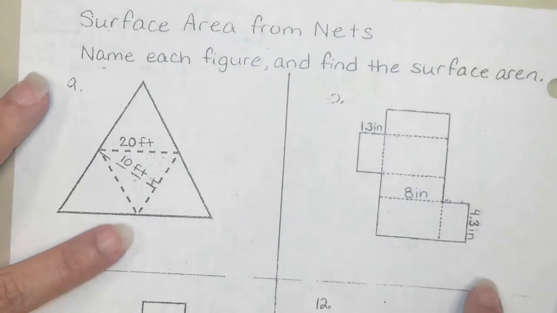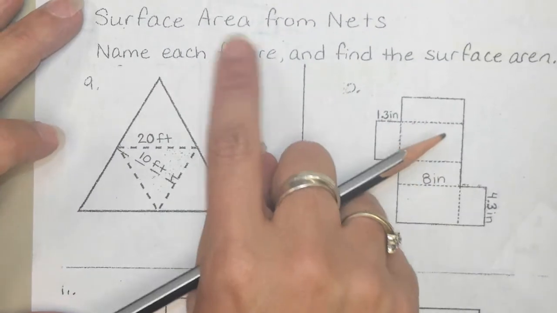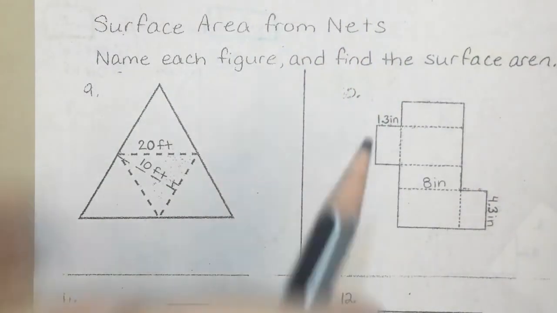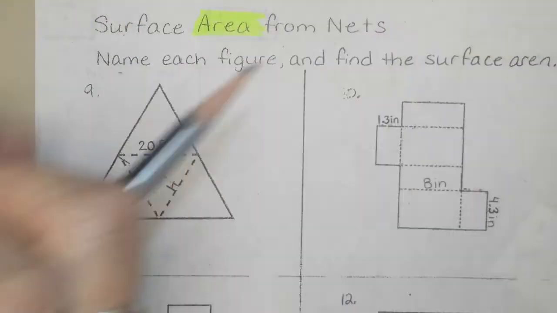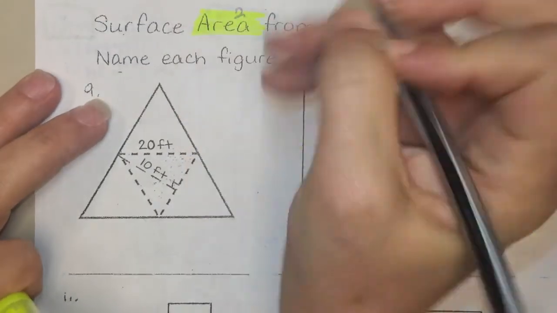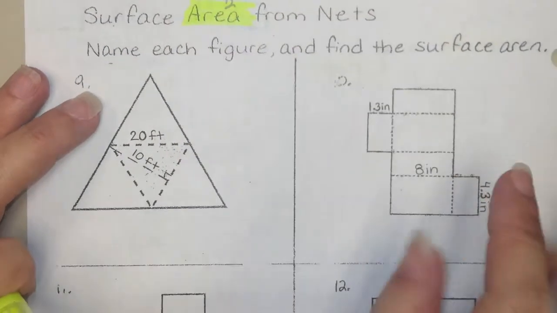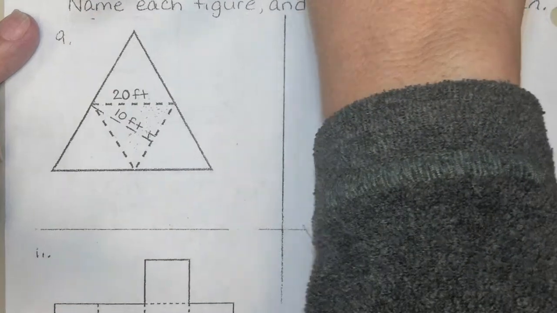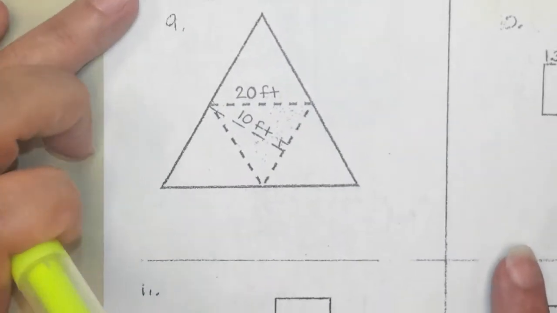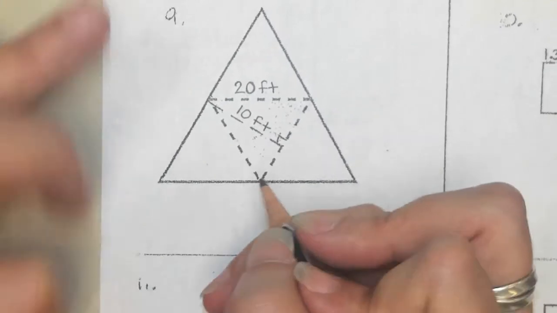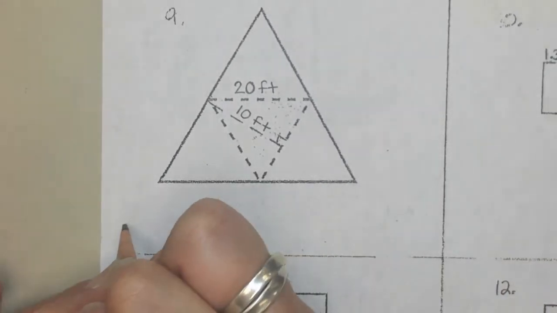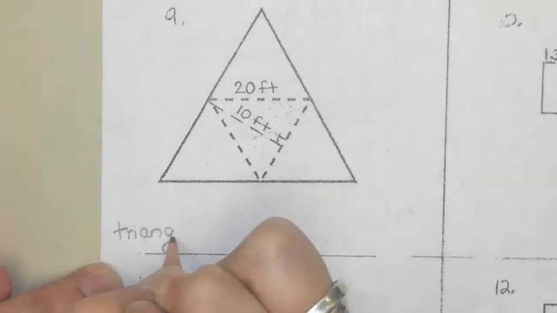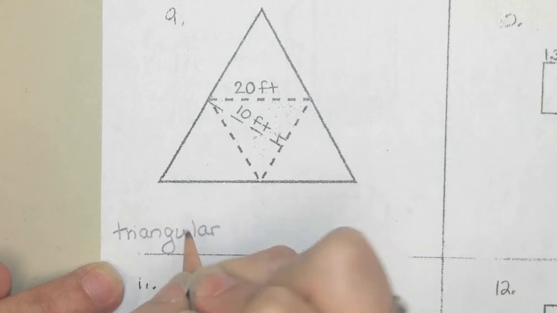Okay, here we go. We got surface area from nets. Area. Area is squared. I'm trying to tell you. Okay. Name each figure and find the surface area. So I'm just going to do one at a time. I know many of you are ahead of me, but that's okay. Just kind of check as we go. Okay, the shape is a triangular pyramid.